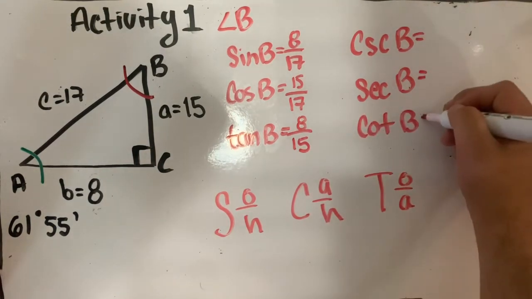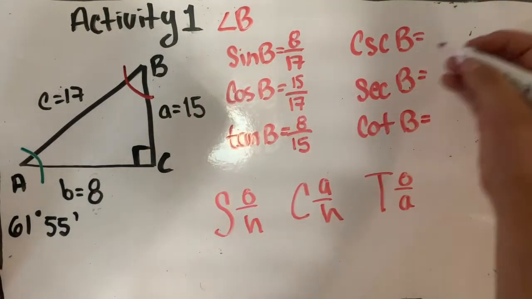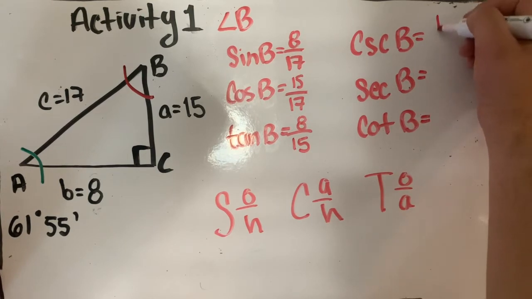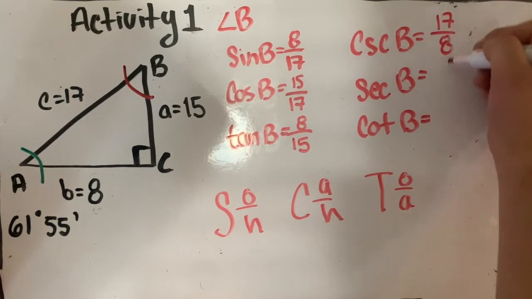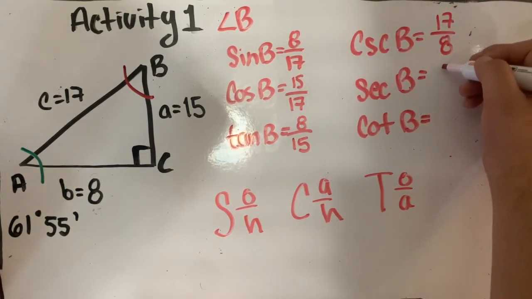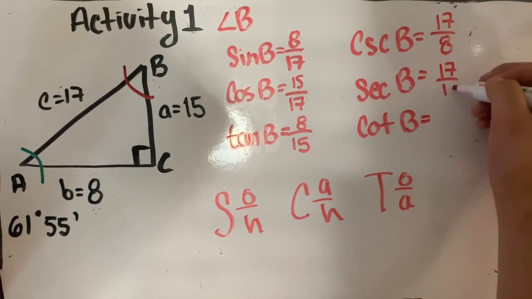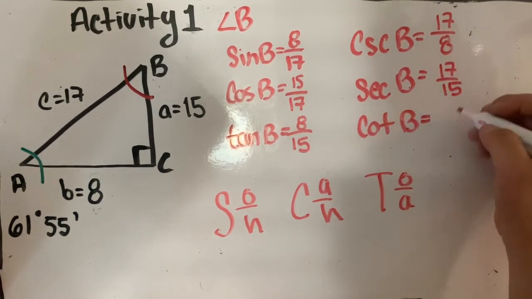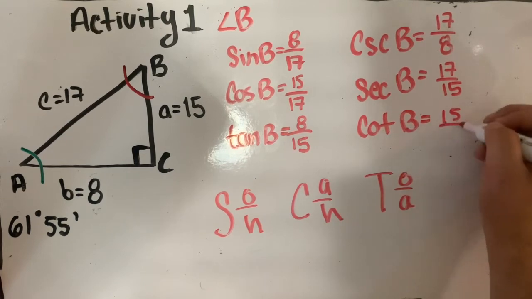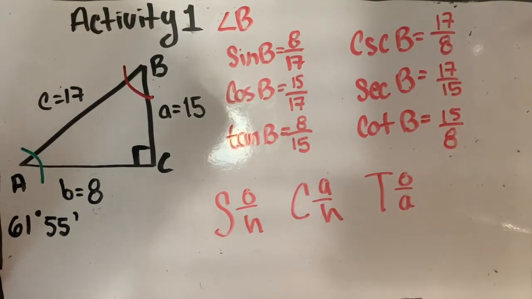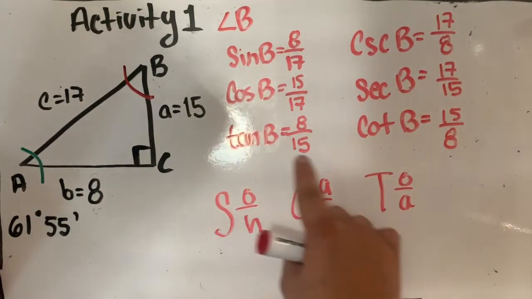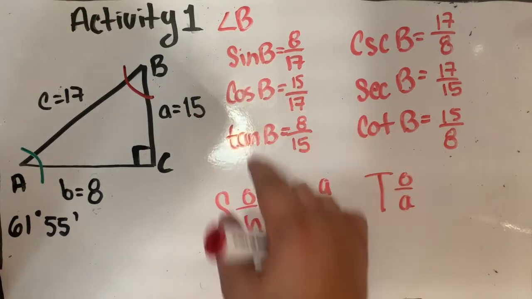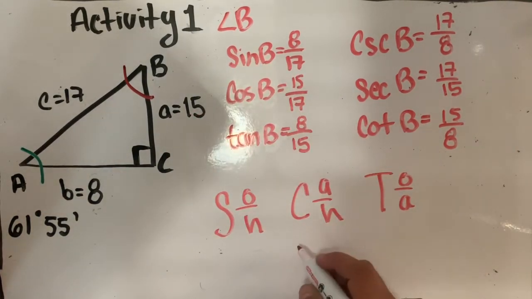Remember, these last three functions are the opposite of these ones. So cosecant is going to be 17 over 8. Secant is going to be 17 over 15. And cotangent is going to be 15 over 8. Okay? So I already have the 6 different functions for angle B. Now the only thing that I have left to do is the measure of angle B.